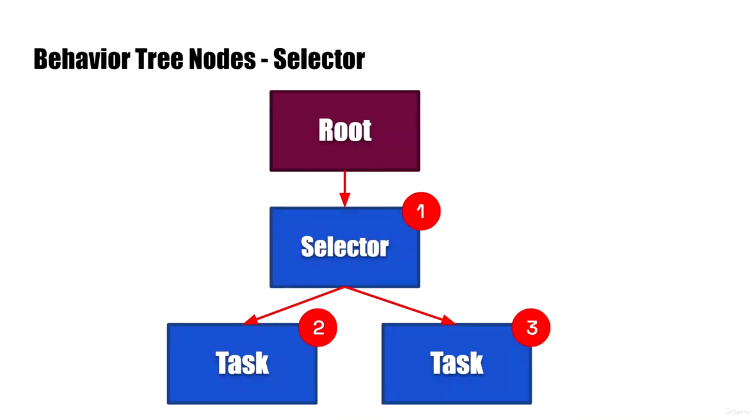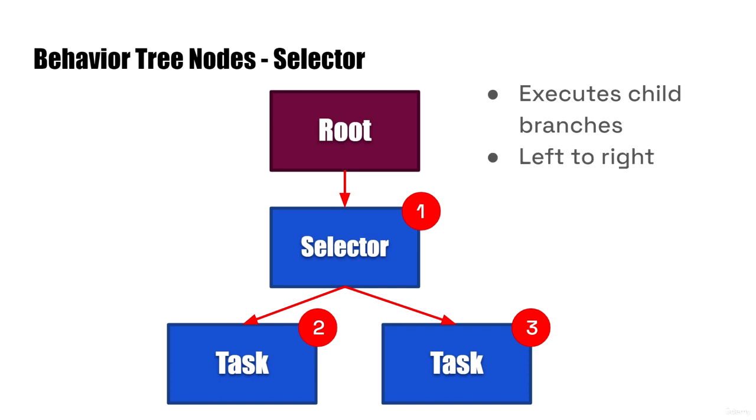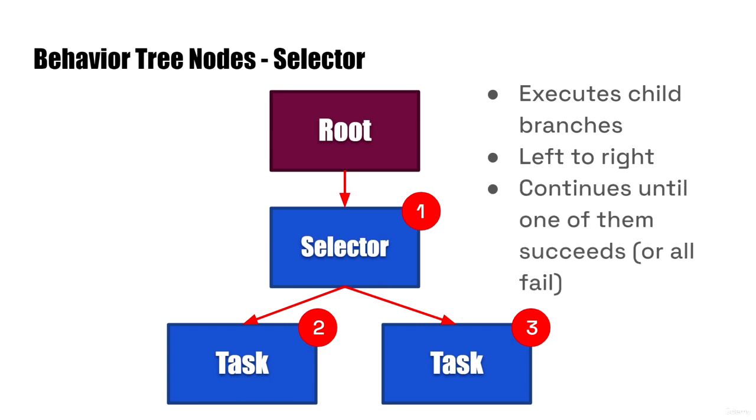Now, we already know about sequences and how the sequence node will execute its children from left to right until one of those nodes fails. The selector is very similar. The selector node executes its child branches from left to right just like the sequence node. However, unlike the sequence node, the selector will continue until one of the child nodes succeeds or all fail. Remember, the sequence node executed its children until one of them fails. The selector will continue executing children until one of them succeeds.